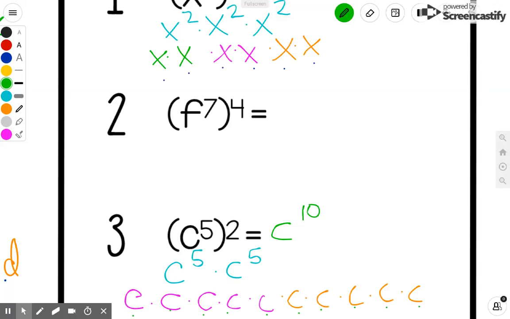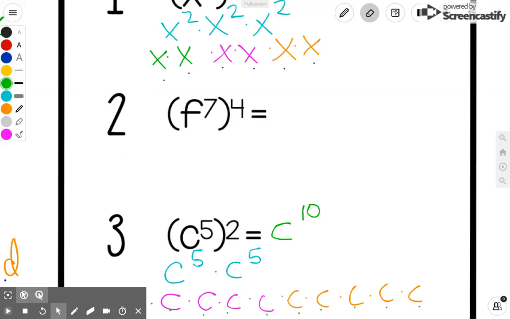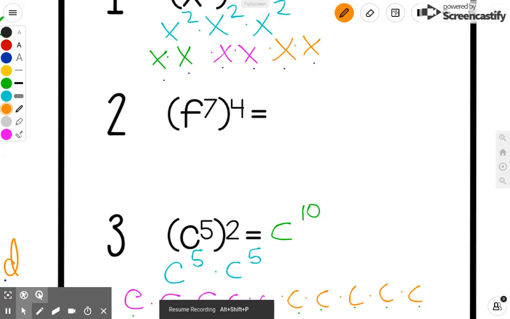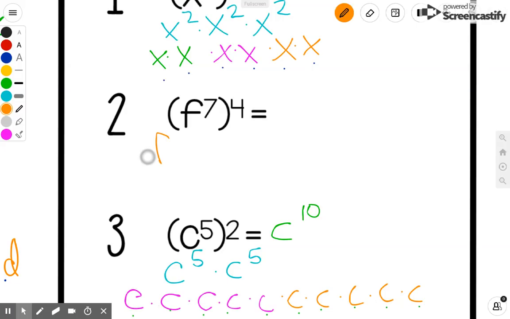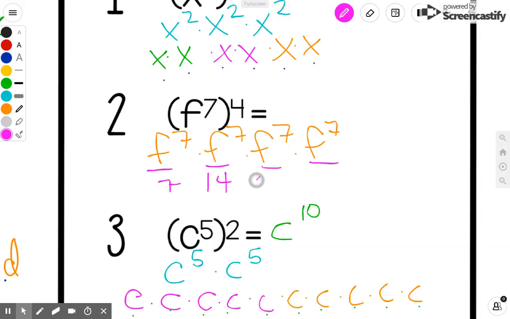Stop this video and predict what you're going to get for number 2. Okay, do you have your predictions in? We know that this is f to the 7th times f to the 7th times f to the 7th times f to the 7th. Now, if we do this shorter instead of writing it all out, we know we're going to have 7 f's, and then another 7 f's, and another 7 f's, and another 7 f's. So that's 7, then that's 14, and then that's 21 and 28. So my prediction is f to the 28th power.